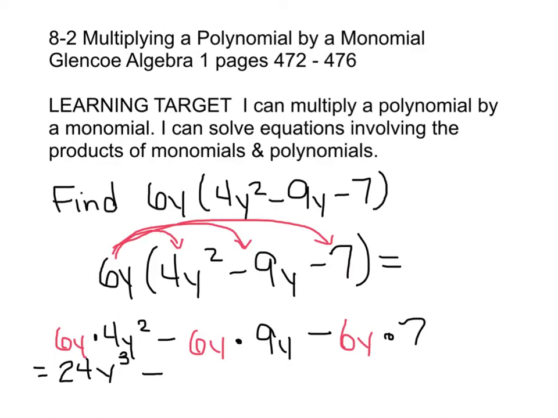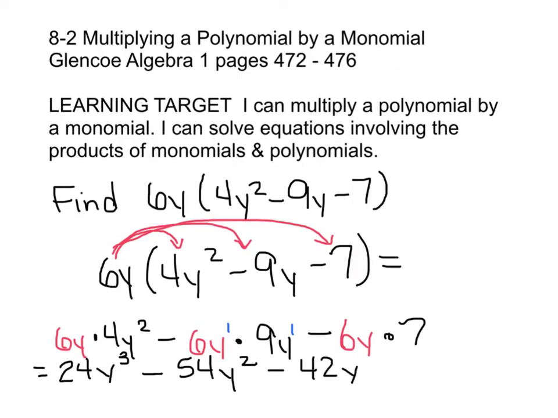6y times 9y. 6 times 9, of course, is 54. Watch your signs closely. Notice what I'm doing with the signs. And then y, even though we don't see it, these y's are raised to the first power. So we would have 54, y to the 1 plus 1, y to the 2. Then our last term here, we've got minus 6y times 7. Well, 6 times 7 is 42, and I need to not lose the negative sign. So I've got negative 42y.